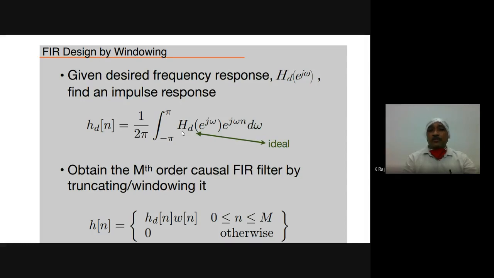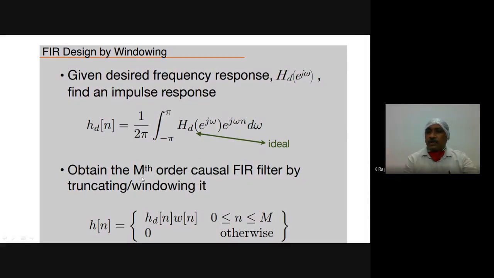In this case, there are an infinite number of sequences, or we can say an infinite number of coefficients. And if there are an infinite number of coefficients, then naturally the components required must be infinite, and that is not physically realizable. So we will convert these into a finite number of components. Then after getting this inverse Fourier transform, we have to obtain the Mth order, that is a finite order, causal FIR filter.